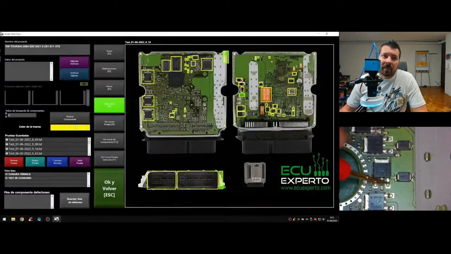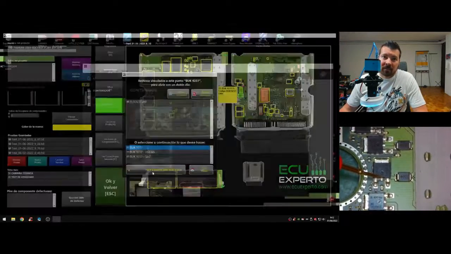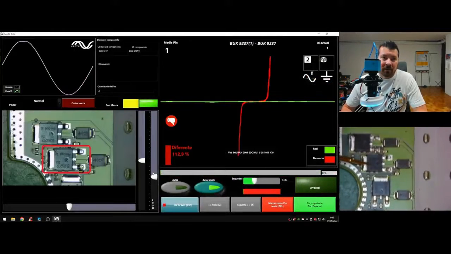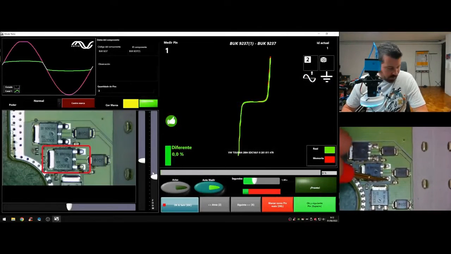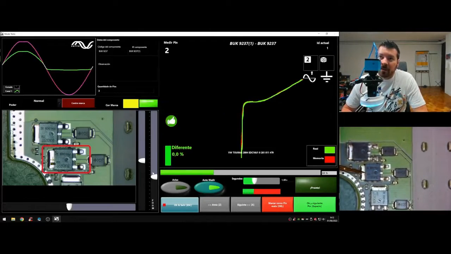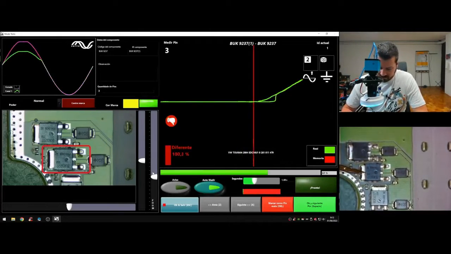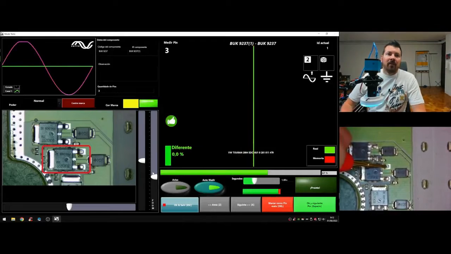Okay, so now let's go to this other one here. What is this one up? Here he clicked here. And again on 2. And 3, 4. Now let's see what's wrong with this one.